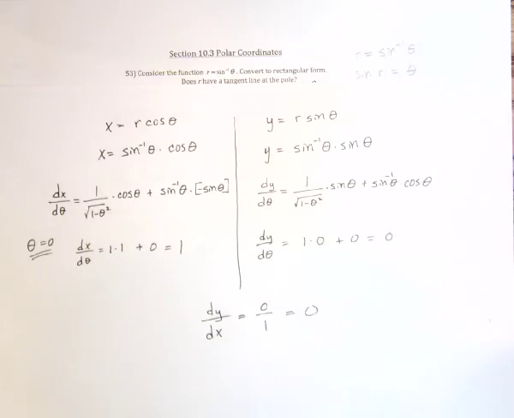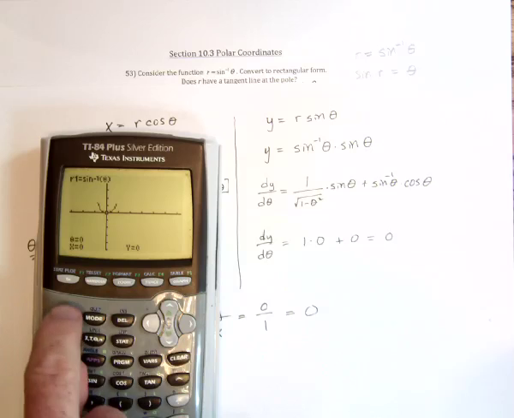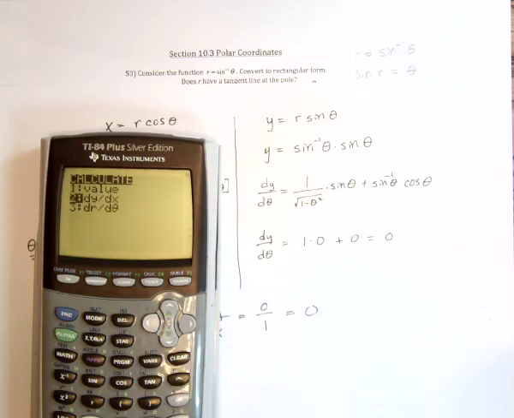And one quick look at the picture would have told us that a long time ago, because at the origin that would have a horizontal tangent line. A horizontal tangent line has a derivative of 0. One more way to check: dy dx when theta equals 0 is 0.